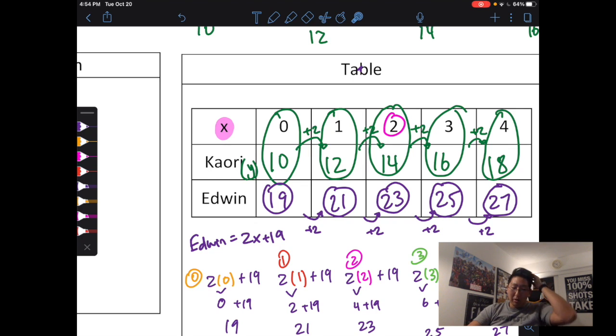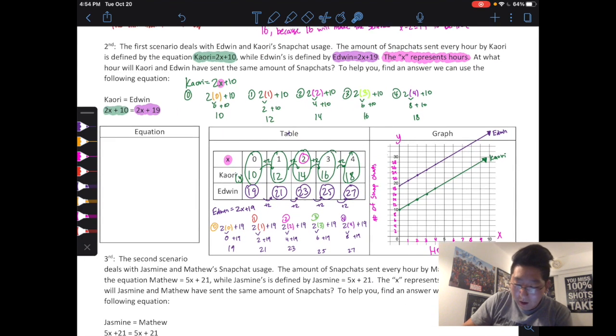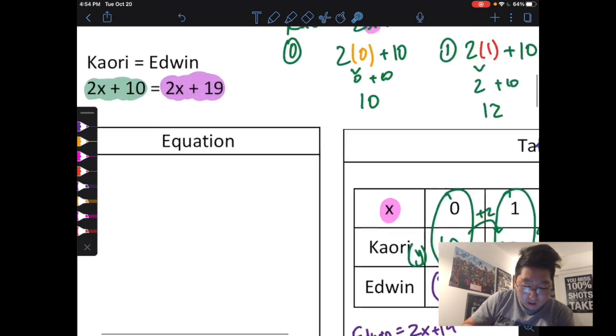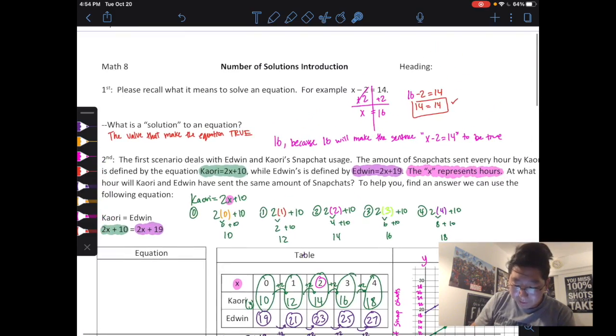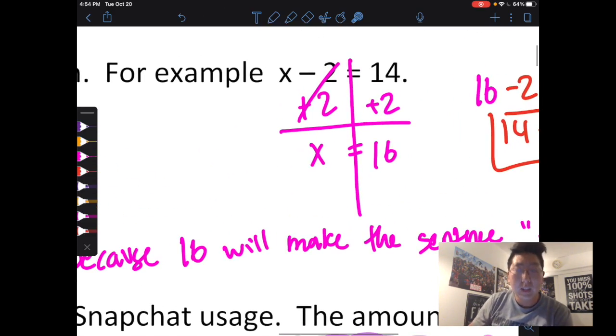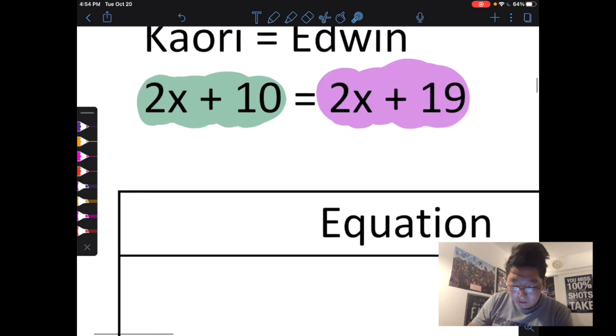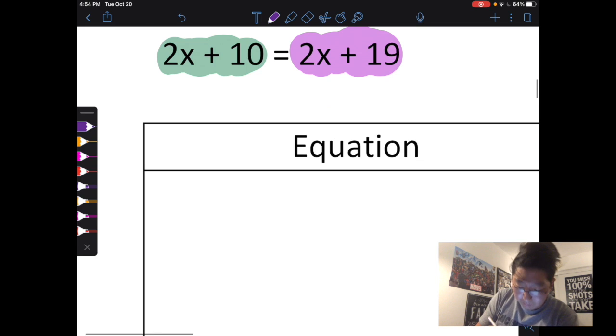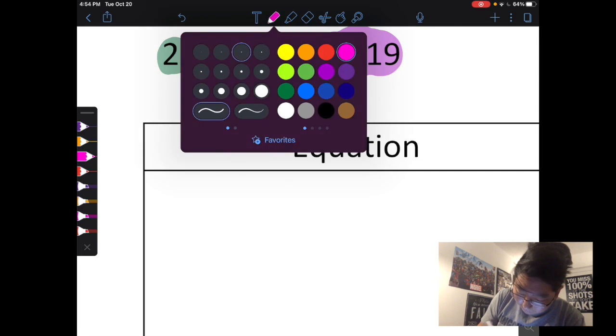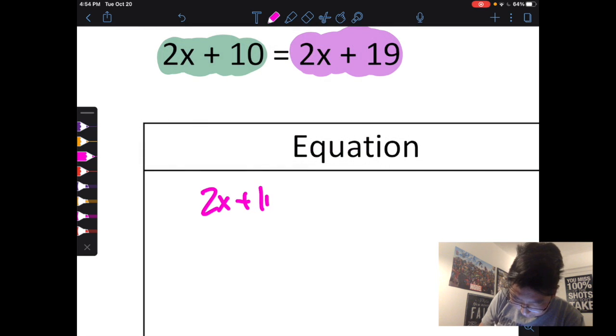No. So the answer to this, when will they have the same amount, or x, right? Will there be an x value? Because remember, when we solve, we're solving for x. And so when we have an equation like this, and we're saying, is there an x value that will make them equal each other? No. So here, I'm going to show you guys how to solve this, right? I'm actually going to copy it. 2x plus 10 equals 2x plus 19.